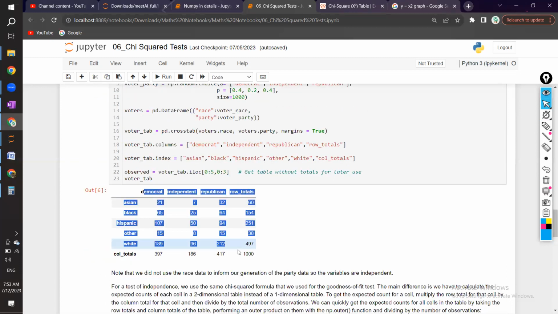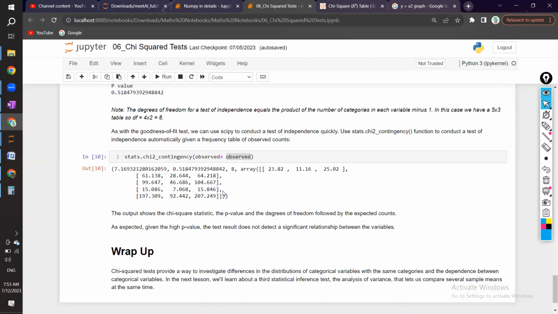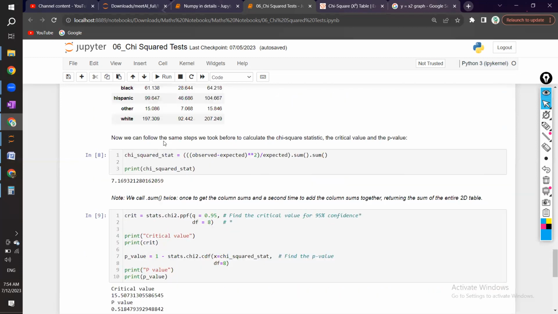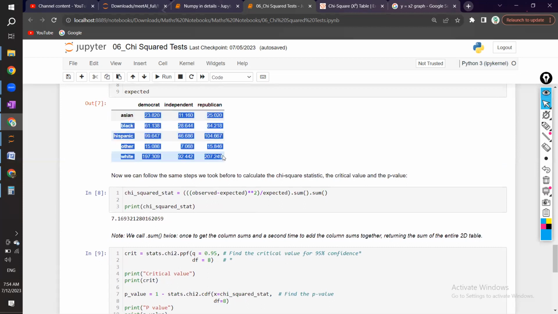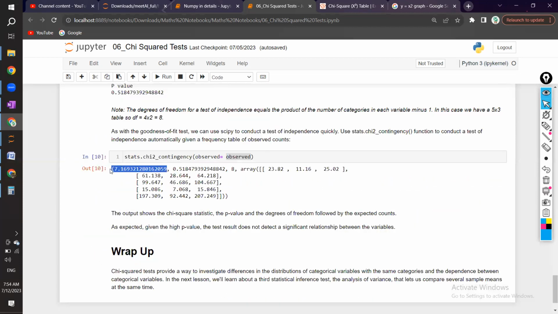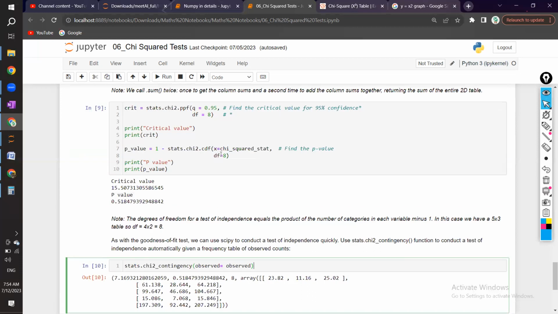So if you just pass the observed values, it very nicely calculates the expected values. This table, 23.8 to 11.16, is the same as this table, 23.8 to 11.16. The expected values it is also giving, and based upon that, it is also giving the chi-square and the p-value. So you get everything from this one single line, chi2_contingency. So that is regarding the chi-square test, guys.